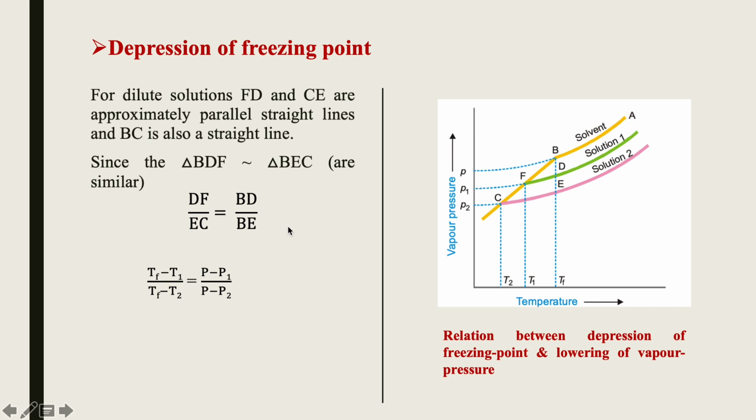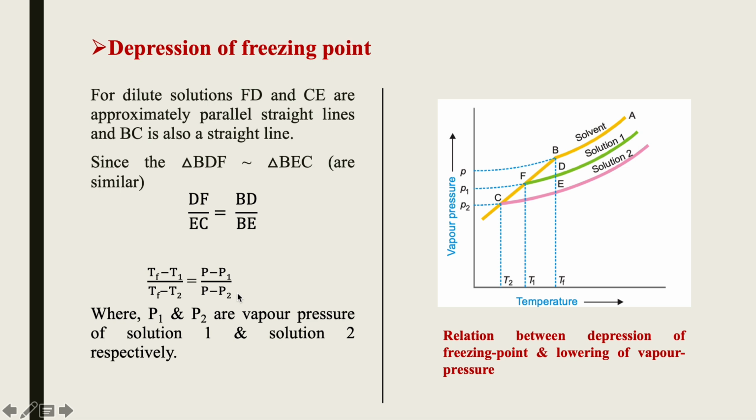So if you compare these lines, you will get TF minus T1, that is DF, divided by EC, that is TF minus T2. As you can see here. In a similar way, BD is nothing but P minus P1 and BE is nothing but P minus P2. So in that way we have taken here, where P1 and P2 are the vapor pressures of solution 1 and solution 2 respectively.